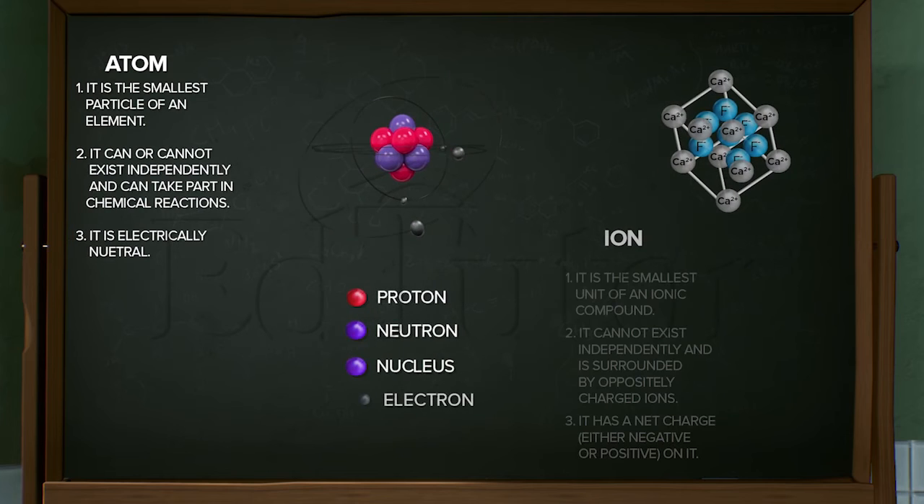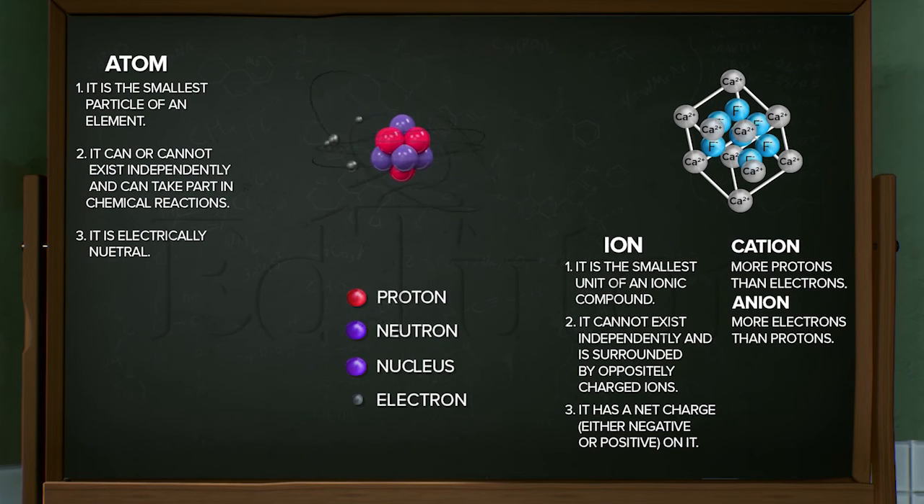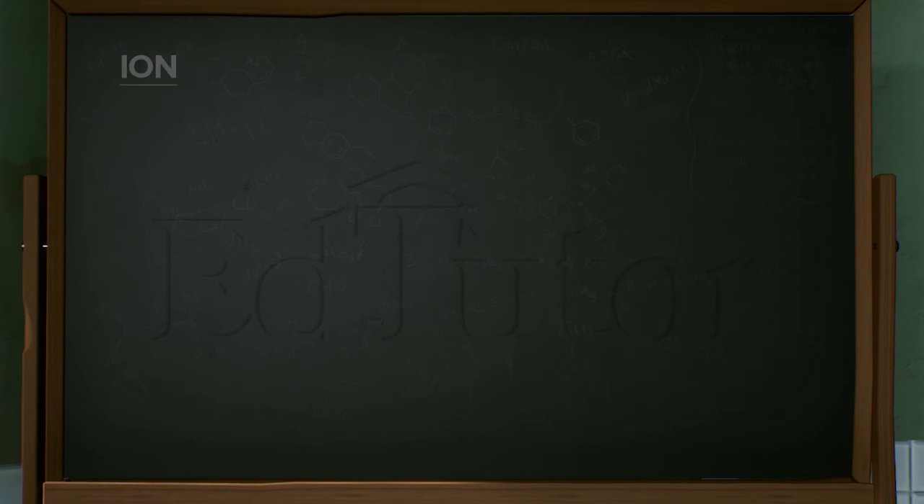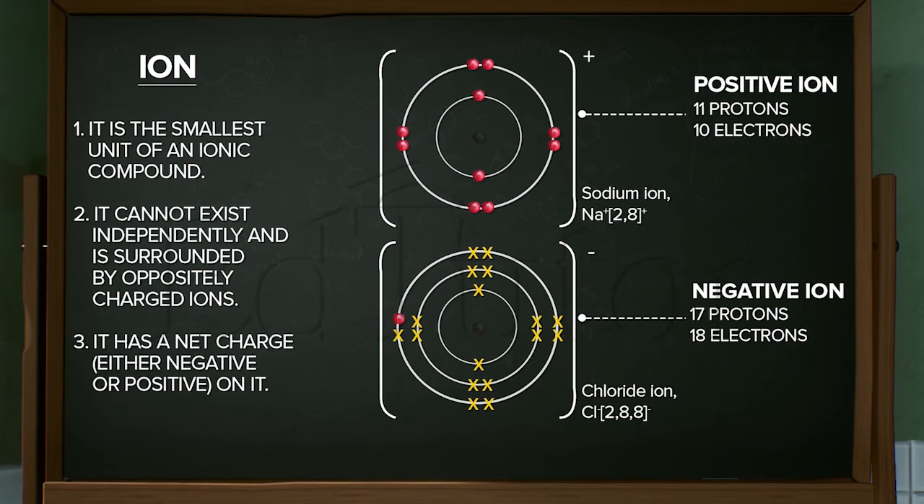Atoms exist either independently or dependently, and participate in a chemical reaction. But ions cannot exist independently and are always surrounded by oppositely charged ions. Atoms are always electrically uncharged or neutral, but ions have a net charge, be it positive or negative.